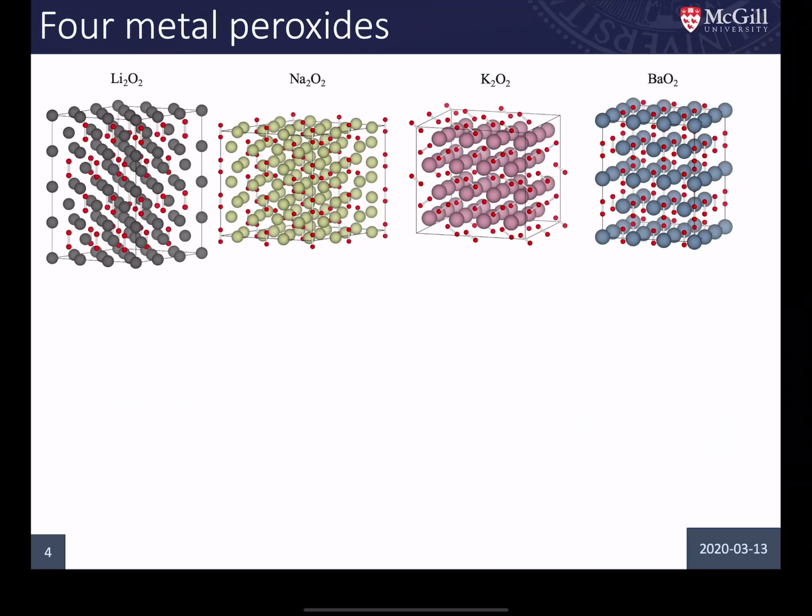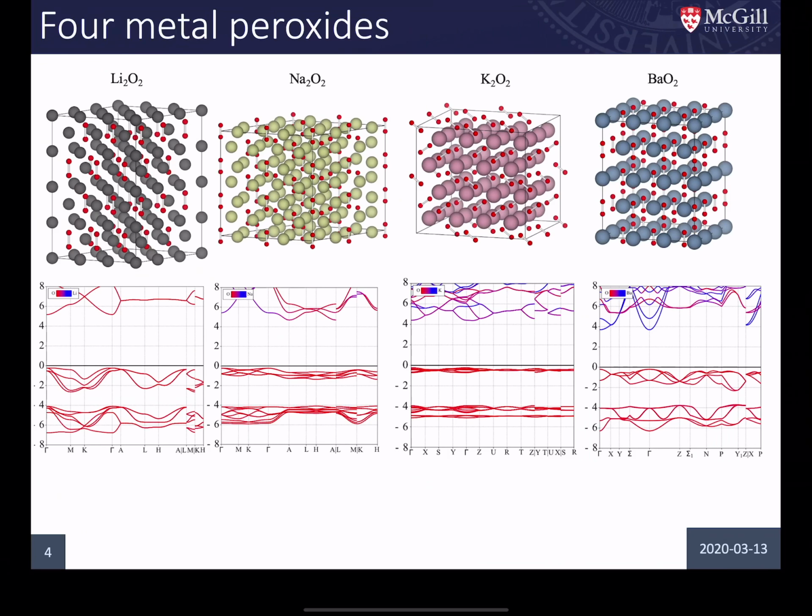In this project, we have looked at 4 metal peroxides: lithium peroxide, sodium peroxide, potassium peroxide, and barium peroxide. These are the electronic structures of these 4 peroxides. We can see that the valence bands are all composed of oxygen orbitals.